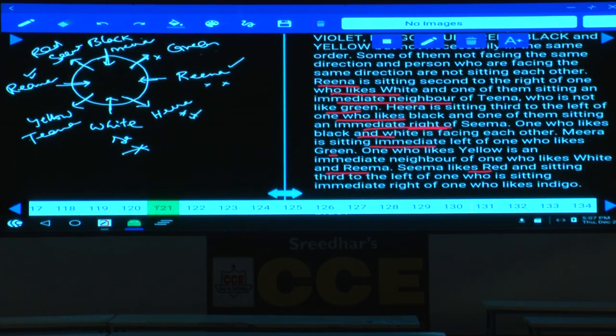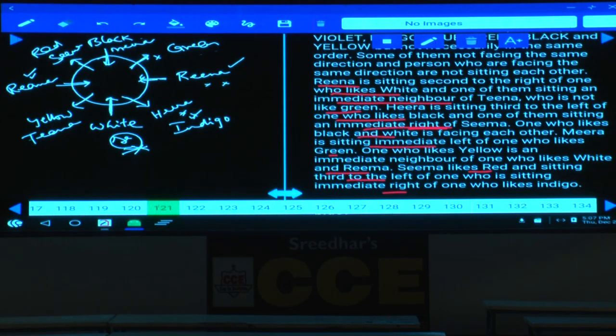And Seema likes red, and is seated third to the left of the one who is to the immediate right of the one who likes indigo. Now this Seema is third to the left of whom? Third to the left of the one. Third to the left of one means this person is not third to the left. Now this Seema is third to the left of the person who likes white, and at the same time of the one who is seated to the immediate right of the one who likes indigo. Now this person is seated to the immediate right of the one who likes indigo, and this Hira must be indigo. Are you following this or not?